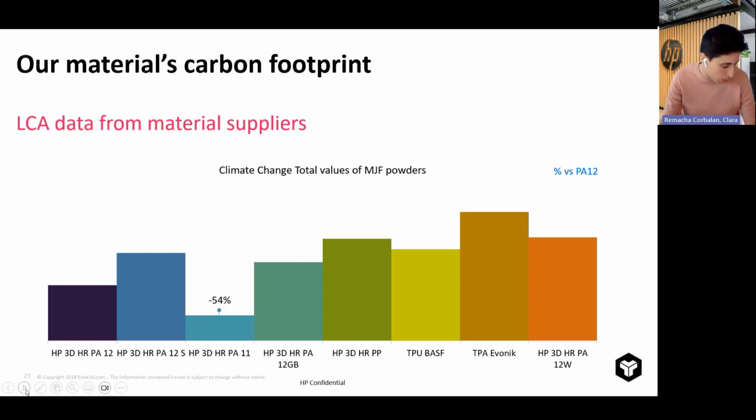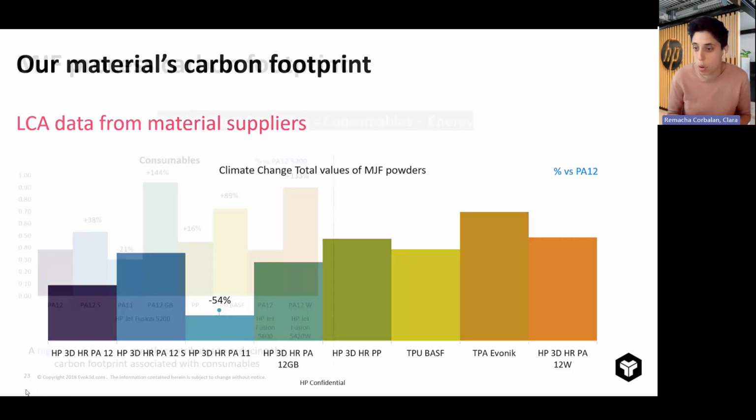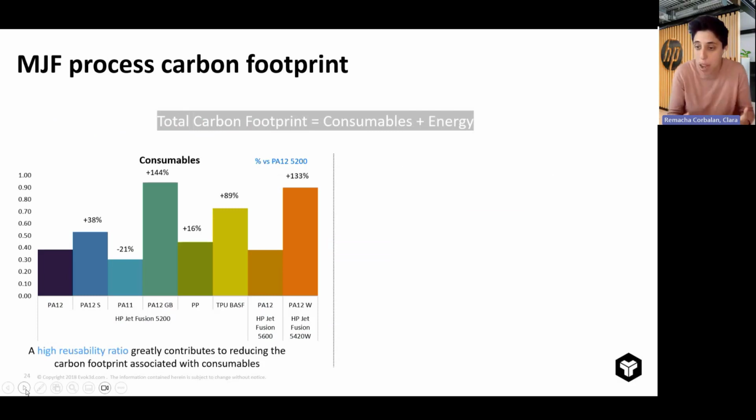Now, the next step, if we move to the next slide, is you need to add the refresh ratio, because that's the amount of fresh material that you need to put in our process and in your process. Here you see that the differences between the materials are more balanced, because PA11 started at minus 50% versus PA12, for example, and now it's at minus 20%. Why? Because in PA11 you're using a lot more fresh material. It's 30% versus PA12, which is 20%. So that's the second thing that needs to be input in this calculation.